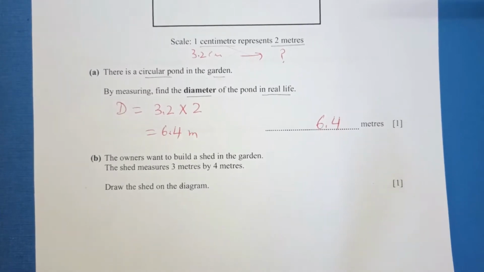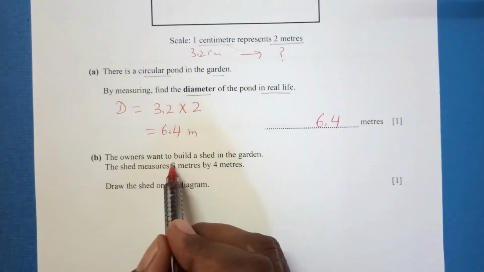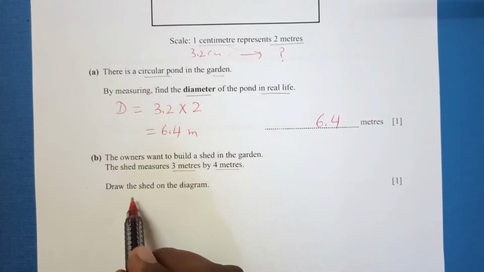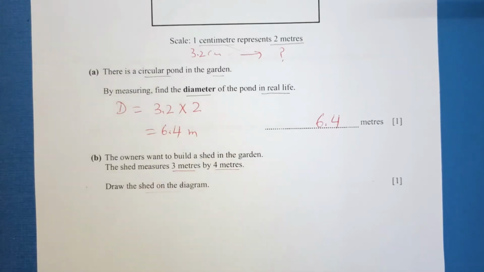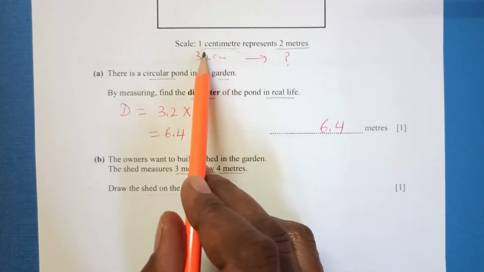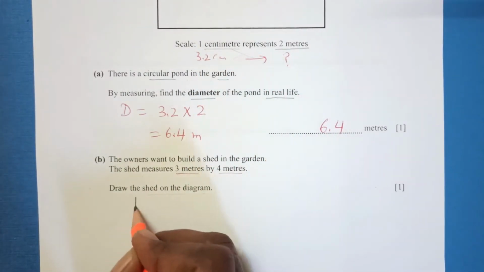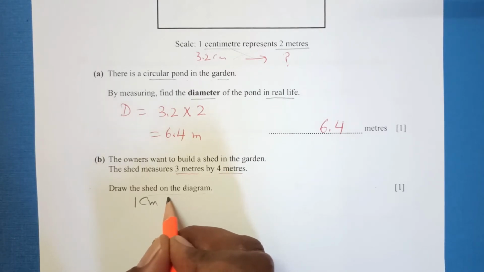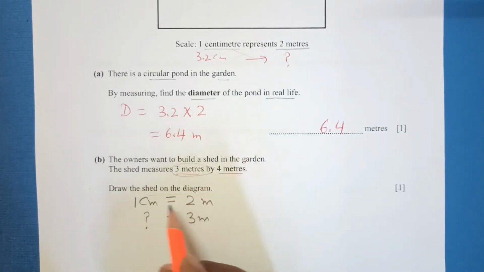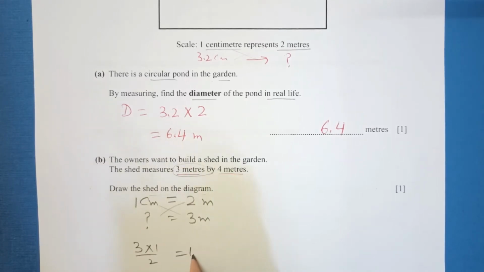Part B, the owners want to build a shed in the garden. The shed measures 3 meters by 4 meters. Draw the shed on the diagram. So let's start. We need to look at the scale. Let me write here, 1 centimeter is equal to 2 meters. Now we need 3 meters. So 3 meters, how many centimeters? You just cross multiply. This length will be 3 times 1 over 2, which is 1.5.